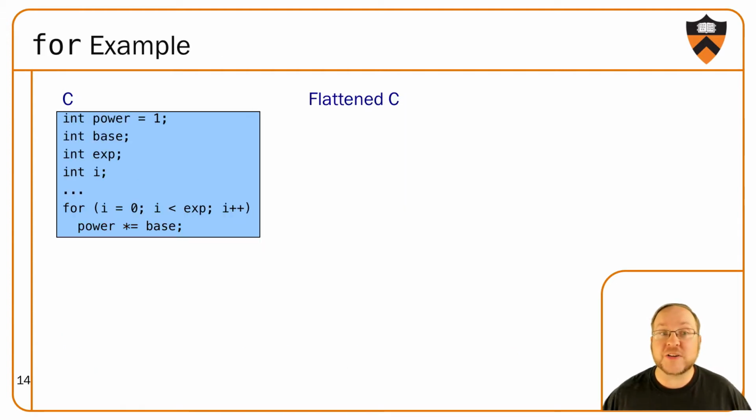So similar to our factorial snippet, here's an iterative exponentiation computer. We compute the base to the exponent power and store into power. Pause the video and see if you can write out the flattened C.